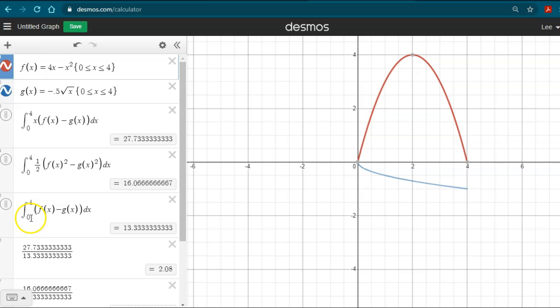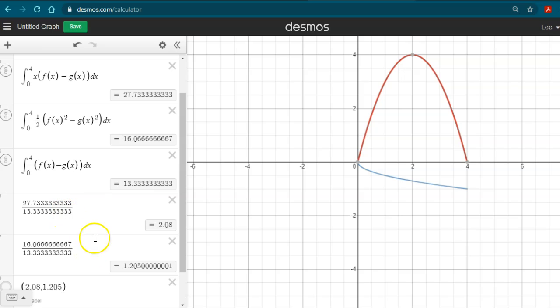And then again, integral 0 to 4 of f minus g. This is just going to be my mass or my area. So 13.3 repeating. So we'll go ahead and put all those in. When I divide those out, I should get this 2.08 and this 1.205. So those will be my my over the mass or area, and then the mx over that mass area. So we'll go ahead and put all those numbers into the worksheet.